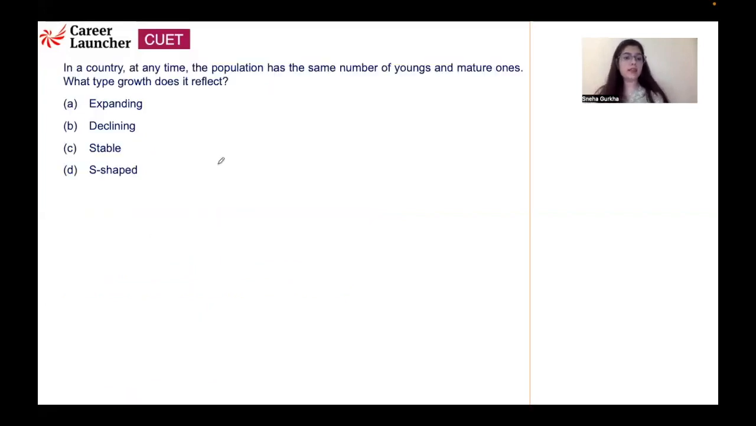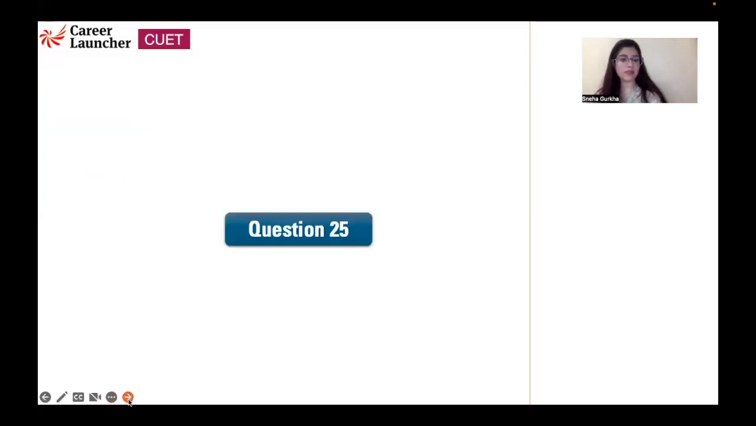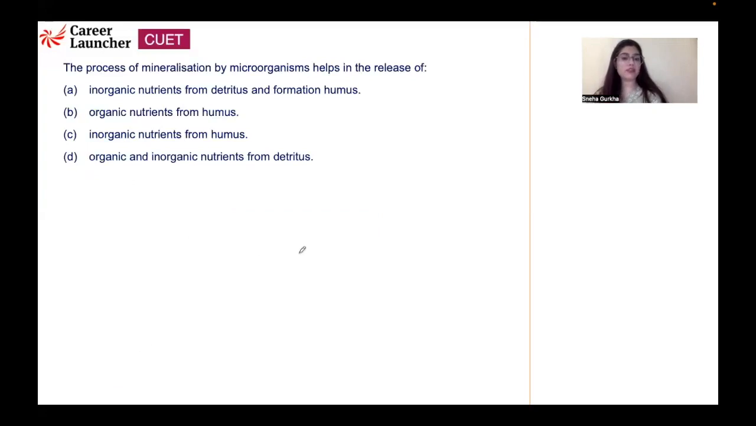In a country at any time, the population has the same number of young and mature ones. What type of growth does it reflect? Having the same numbers in pre-reproductive and reproductive age will make a population stable. So option C, stable, is the correct option. Two closely related species can coexist indefinitely and violate Gause's competitive exclusion principle by resource partitioning. Option B is correct. The process of mineralization by microorganisms helps in the release of inorganic nutrients from humus.